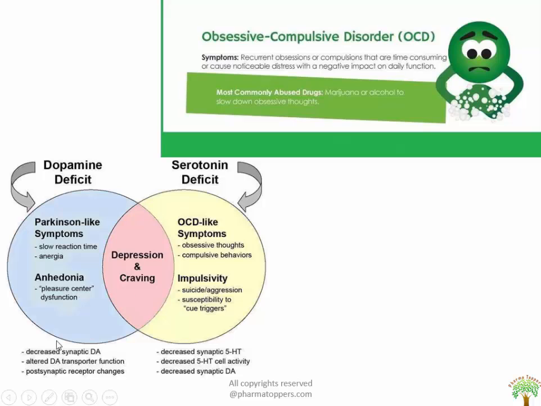impulsivity. So here you could see the mechanism involved is decreased synaptic dopamine, altered dopamine transporter functions, and postsynaptic receptor changes, whereas in the case of obsessive compulsive disorder, there is a decrease in synaptic 5-HT, that is serotonin, decrease in 5-HT cell activity, and decrease in synaptic dopamine.